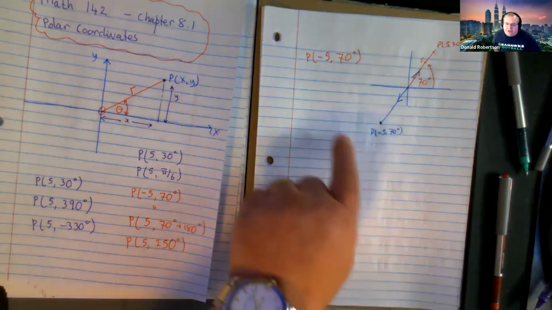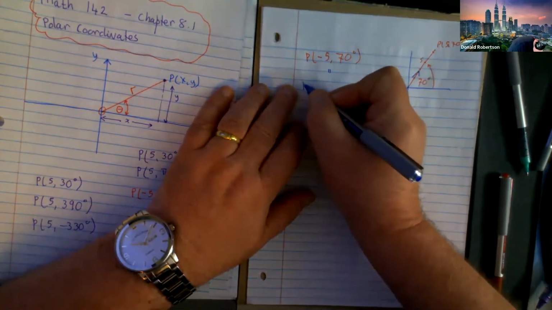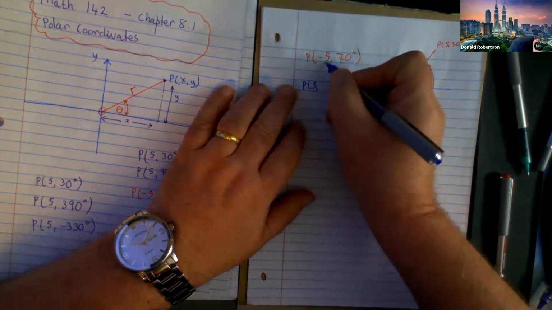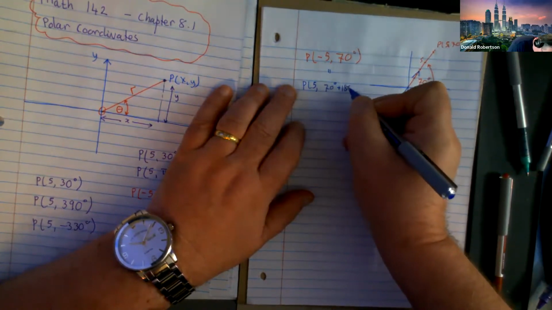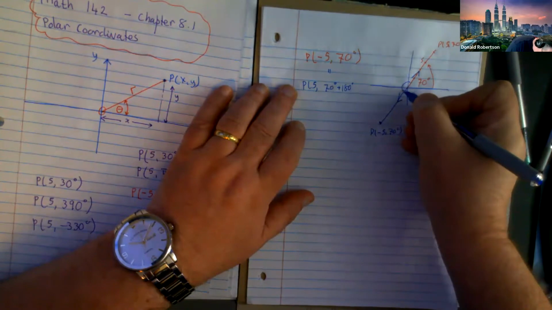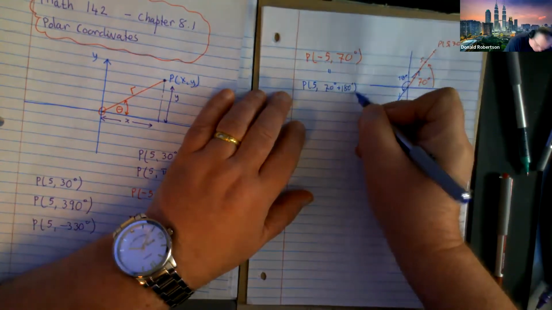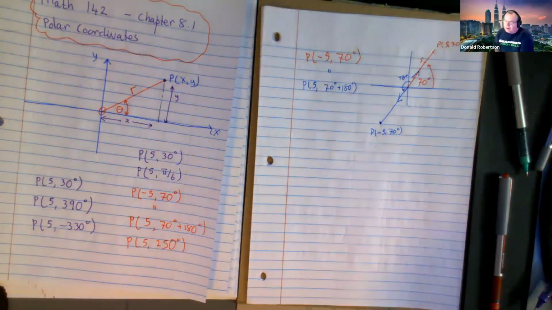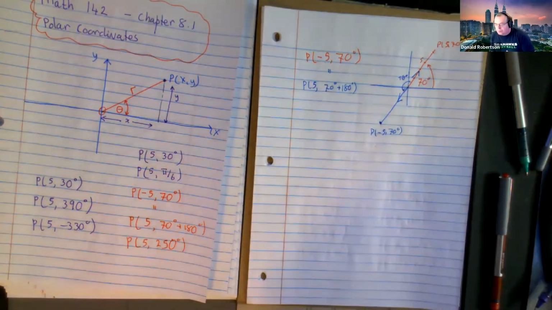The easiest connection is to realize that a negative R value is the same thing as a positive R value, and then just add a straight line worth, right? Add an extra 180 degrees. Does that make sense? So if you ever have to plot a negative R value, well, you just turn it into a positive R value and add 180, or pi if it's radians.